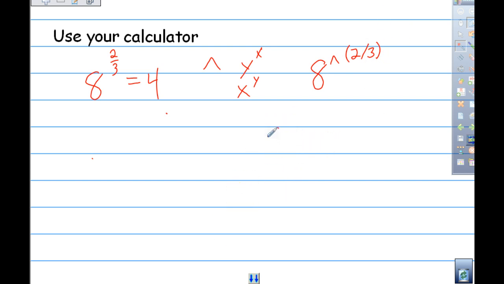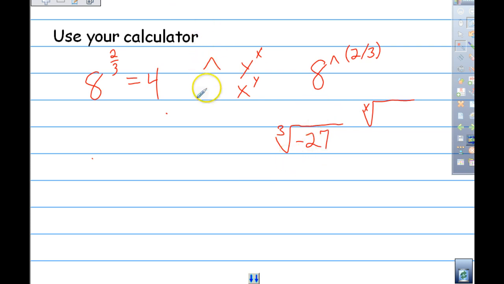Let's see here. What about the third root of negative 27? Do you have that button that looks like this, has like an X with a square root sign, so you can find the nth root of any number? Okay, go ahead and try that, see if you can calculate that on your calculator.